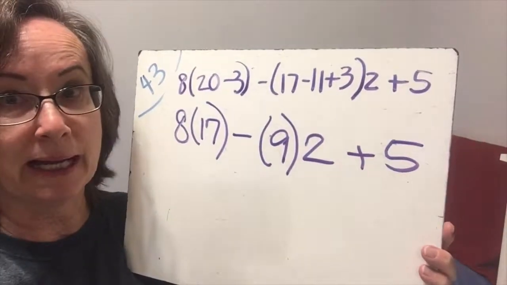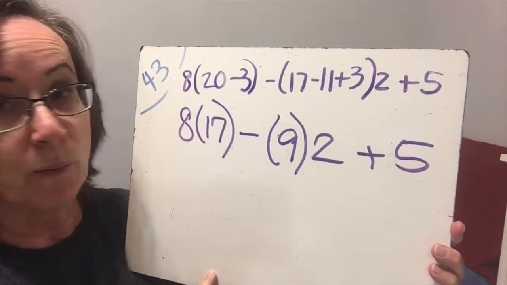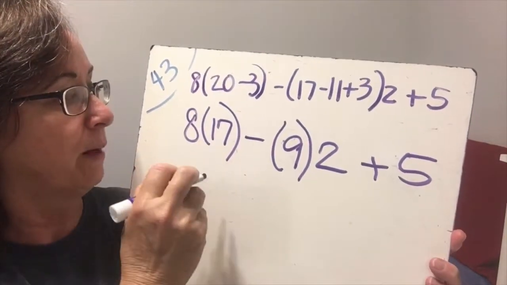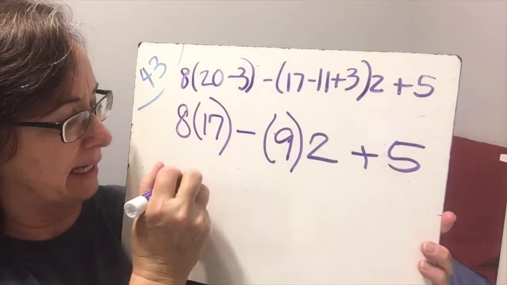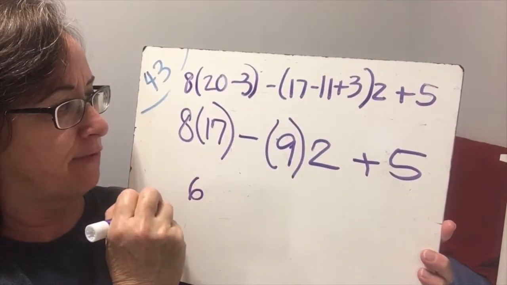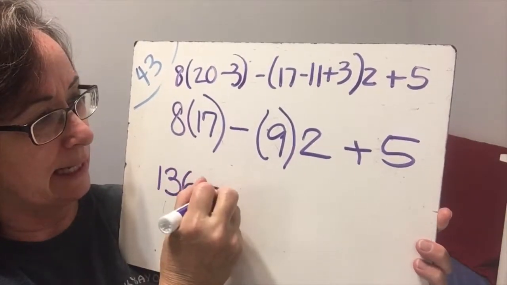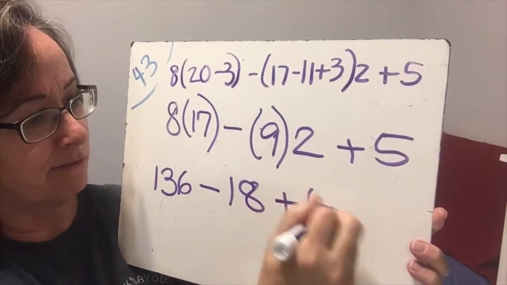Okay, there are no exponents or roots, so we go straight to multiplication and division. We have a multiplication right in front. Moving left to right, we multiply 17 times 8. 7 times 8 is 56. Carry the 5. That's going to be 136. Minus 9 times 2 is 18 plus 5.